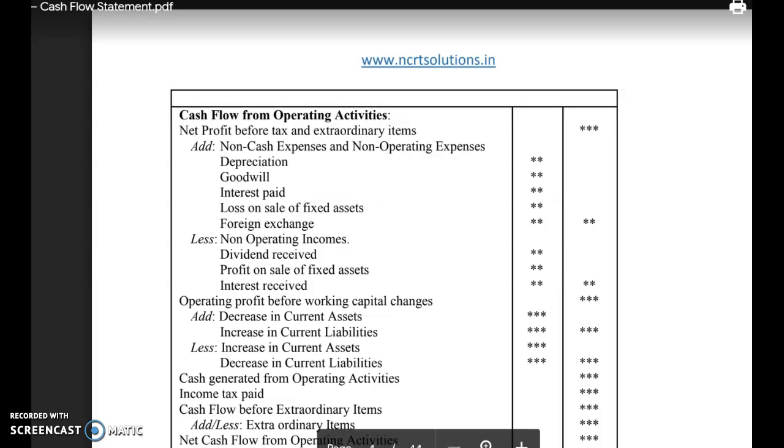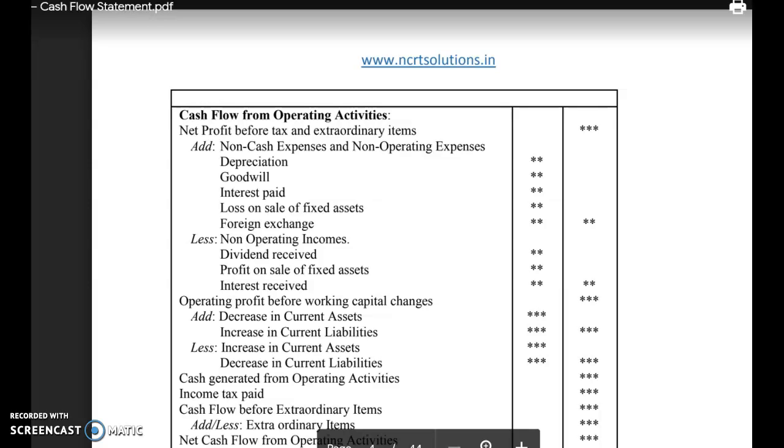So the first heading is cash flow from the operating activity. As I shared with you, operating activity means principal revenue generating activity, which means that from where the revenue is generated from the main business activities, they are called the principal operating activities. Now what are the important heads from where the cash can be collected, inflow or outflow through the operating activities?